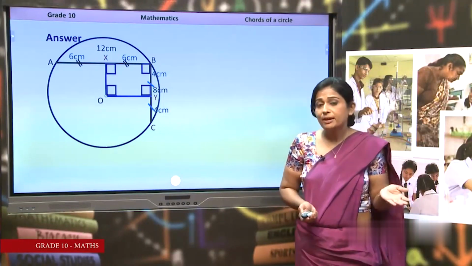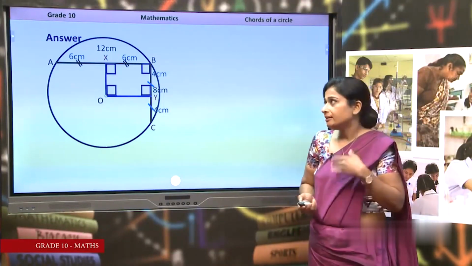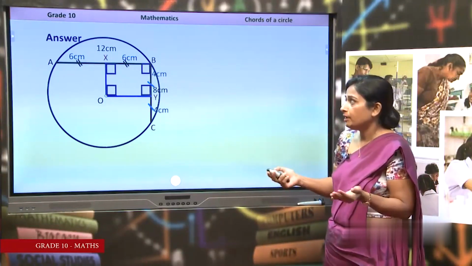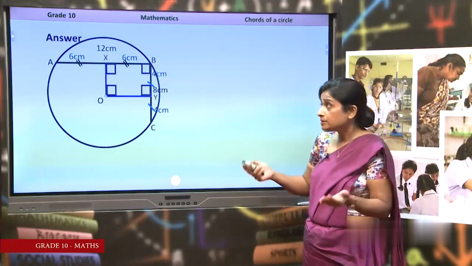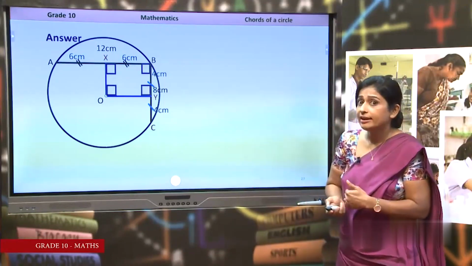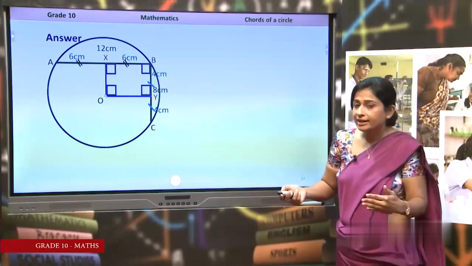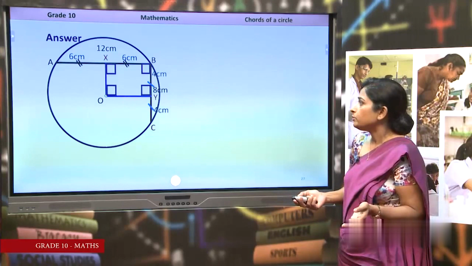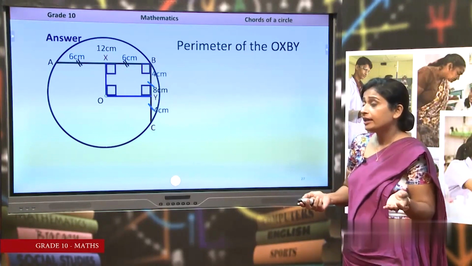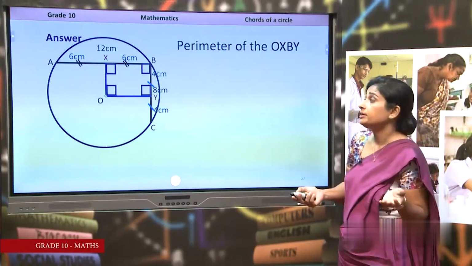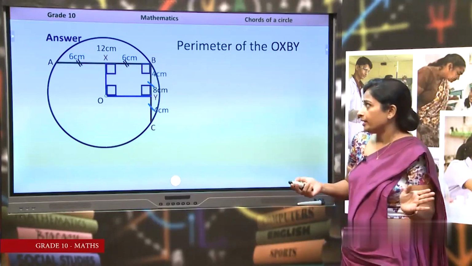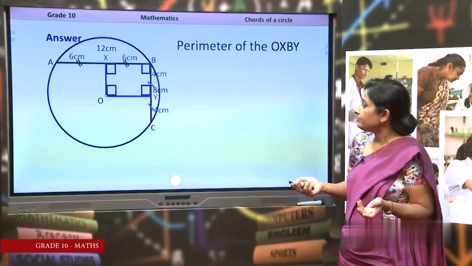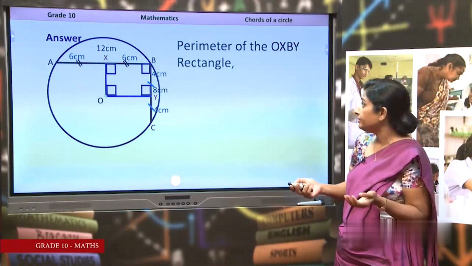Then how do we take the perimeter of that? By adding the lengths of all 4 sides. Here we know the length of 2 sides. That's why we identify this quadrilateral as a rectangle. In a rectangle, opposite sides are equal. By using that fact, we can find the perimeter of this quadrilateral OXBY very easily.